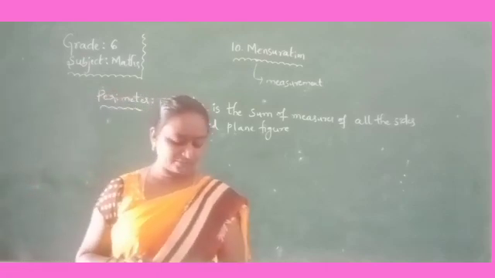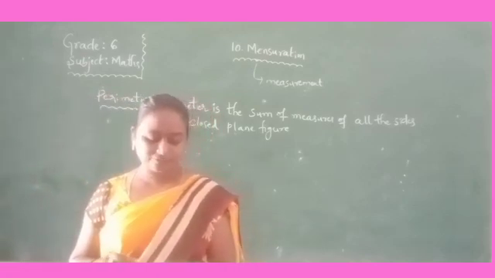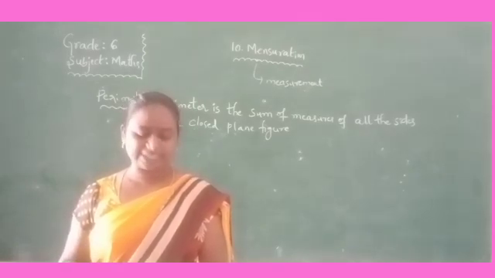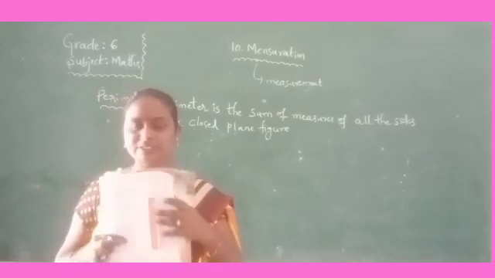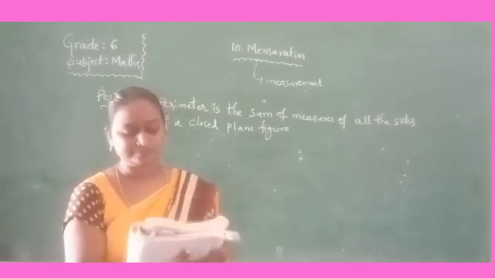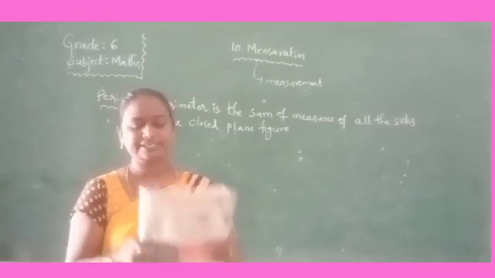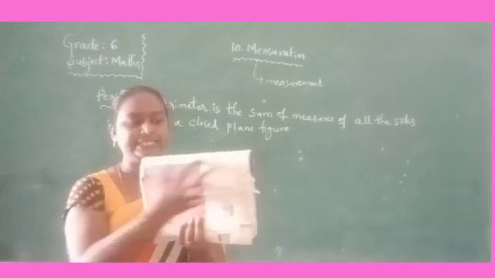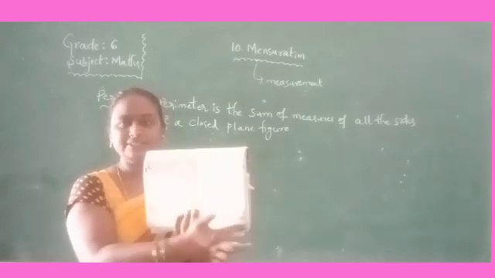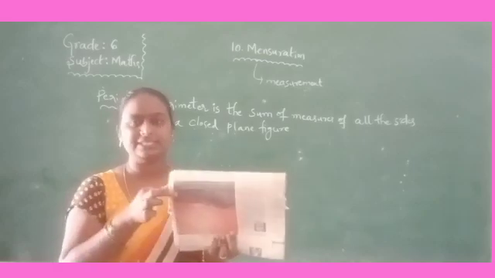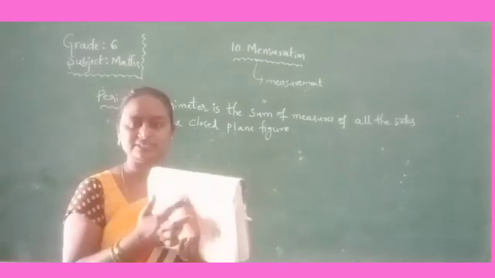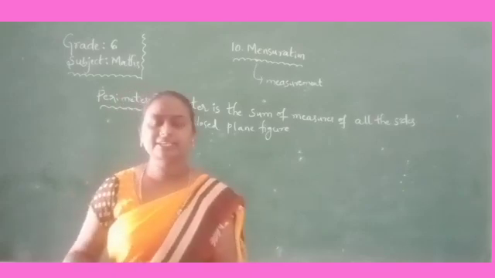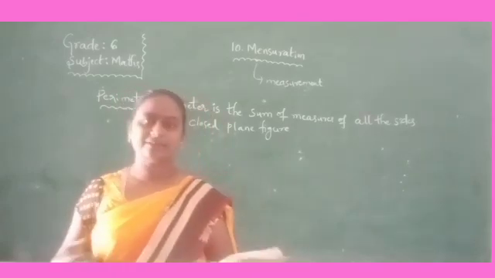And next, see the second question. Measure and write the lengths of 4 sides of a page of your notebook. Sum of the lengths of 4 sides. Suppose this one, it has 4 sides. It is the shape of a rectangle. We have to measure this length, this breadth, again this length, and this breadth. These 4 sides we have to measure and write each side. Finally, show the perimeter of the notebook.